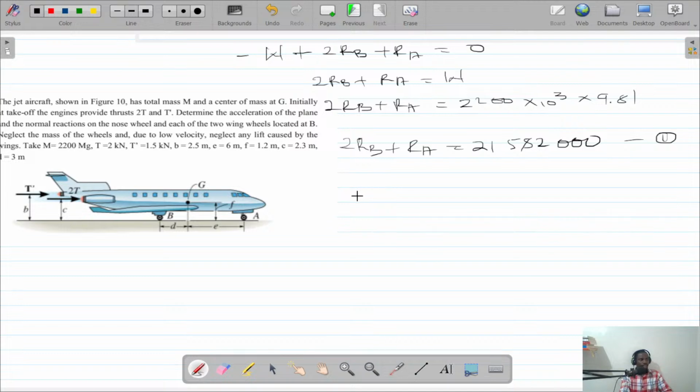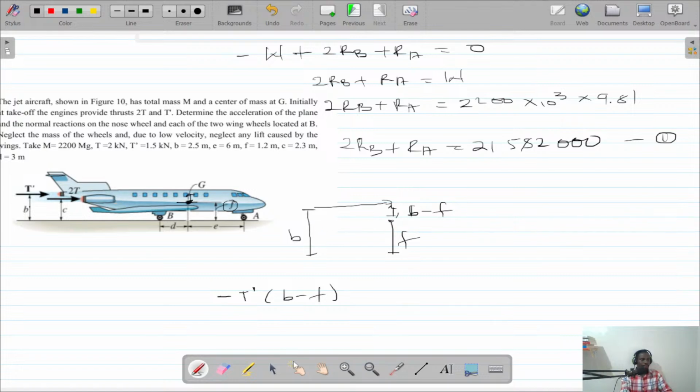So RB, I take a moment of inertia about the center, right? So for T prime, the distance from the center to T prime will be what? B minus F, right? So the distance from here to here is F. The distance from T prime to the floor is B, and T prime is here. So from here to here will be what? B minus F. So the moment of that one is counterclockwise. So it's clockwise. So you're going to make a negative. So negative T prime multiplying B minus F, and then 2T similar.